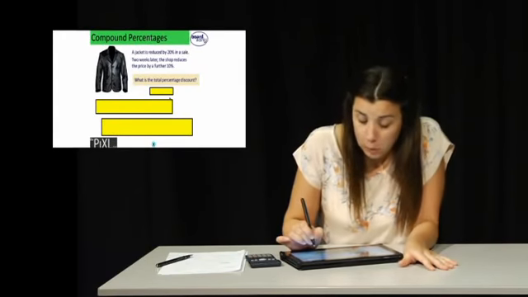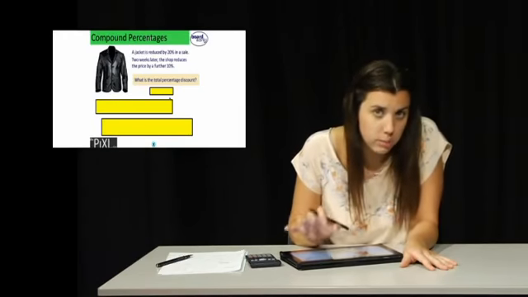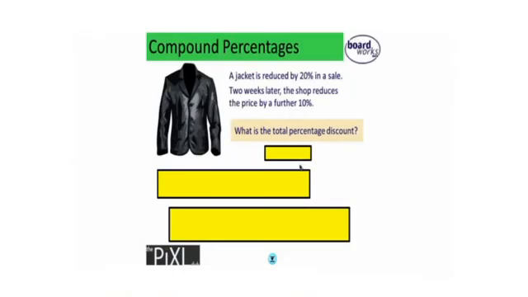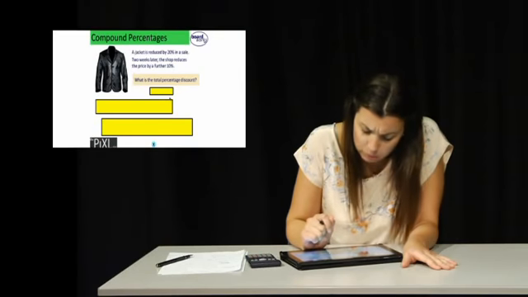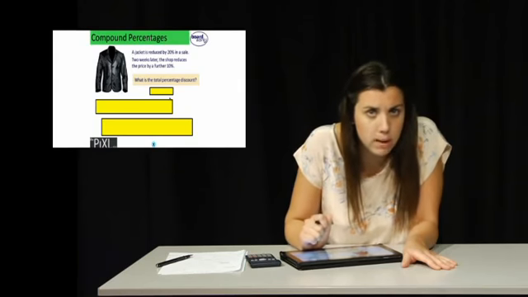On our next slide, we have compound percentages. This is when two percentages are put together. Let's look at this example together. A jacket is reduced by 20%, so going down by 20%. Two weeks later, the shop reduces the price again by a further 10%. My question to you is, what is the total percentage discount? Have 30 seconds to think about that.